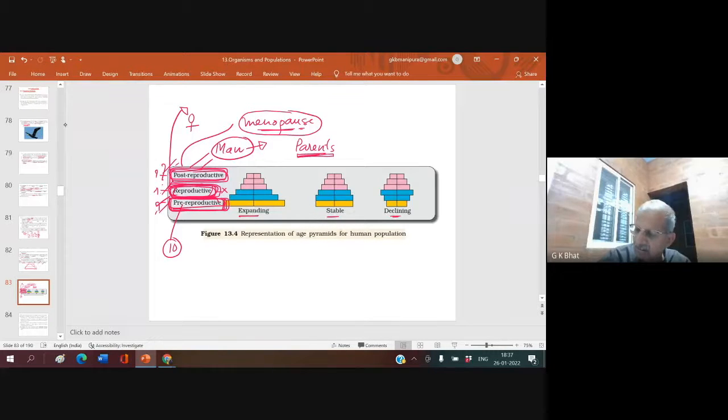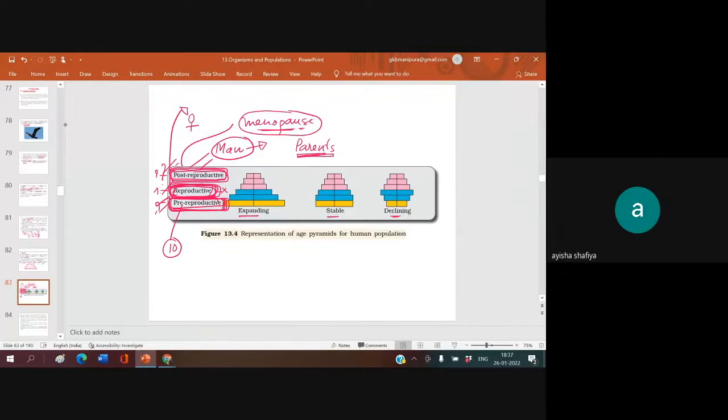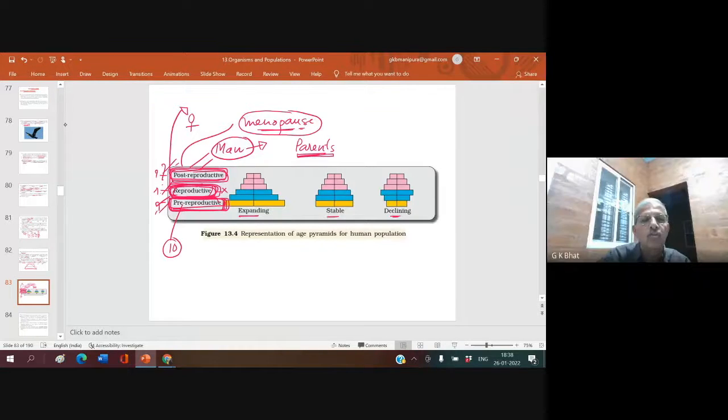But it is not about maturity, it is about practicability. So I would like to put Aisha and Rafa in the pre-reproductive stage here. Reproductive are those who have already married and are still thinking about having children. Those who have already decided not to have children anymore belong to post-reproductive.